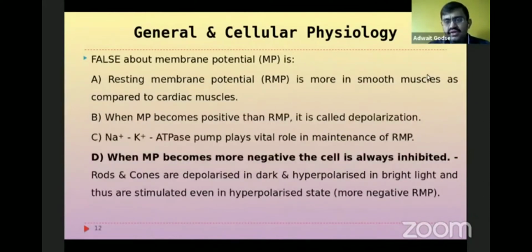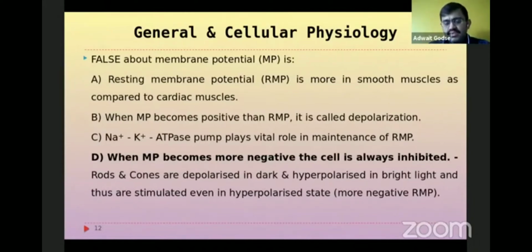Now, this portion you will not find in first or second chapter, but this concept you will follow whenever you start reading about special senses and CNS. So, rods and cones, when they undergo dark and light adaptation, they are stimulated even when they undergo hyperpolarization. Hyperpolarization is whenever membrane potential becomes more negative. Resting membrane potential of smooth muscles is minus 56, which is higher as compared to cardiac muscle, which is minus 90 millivolts. Membrane potential becoming positive, that is movement away from polar state, is called depolarization. Regaining polar state is called repolarization. So there are two phases of action potential: depolarization and repolarization.